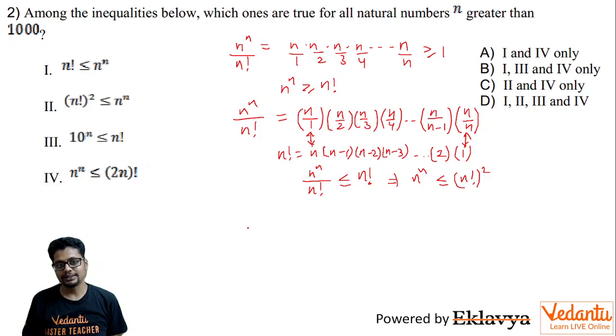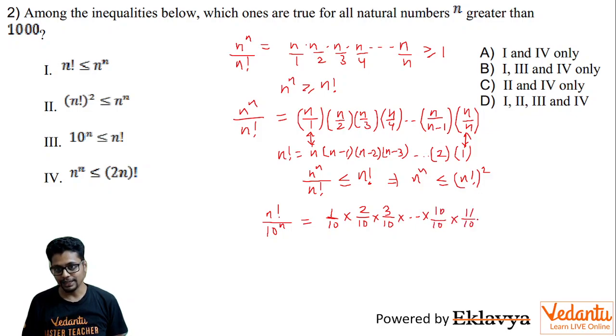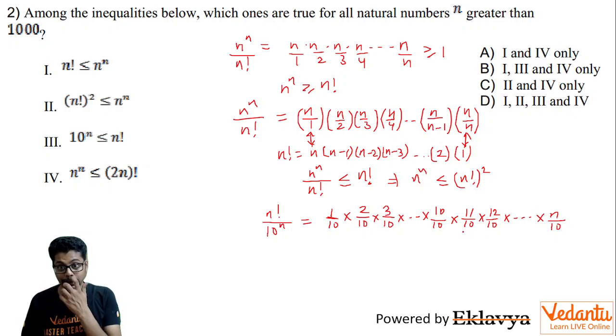So here, 10 to the power n less than or equal to n factorial. What about n factorial divided by 10 to the power n? It is essentially 1 by 10 multiplied by 2 by 10 multiplied by 3 by 10, and so forth, multiplied by 10 by 10, which is 1, multiplied by 11 by 10 multiplied by 12 by 10, and so forth, multiplied by n by 10, and n is greater than 1000. So that means there are at least 990 terms which are greater than 1 being multiplied. And not just greater than 1, some of these factors are even greater than 100, because n is greater than 1000. So n by 10 would be greater than 100.